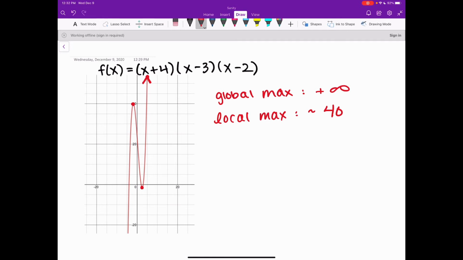If you look here, I have another local minimum, and I have a global minimum as this continues to decrease. So it's going to continue to decrease towards negative infinity. So that's what our global minimum is going to be. And then I can say that that local minimum is maybe at about -5.